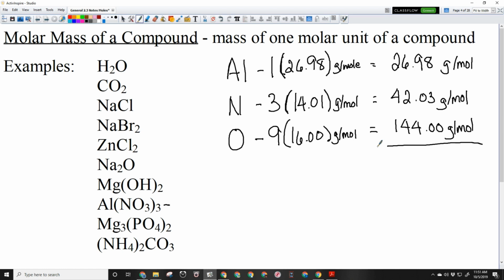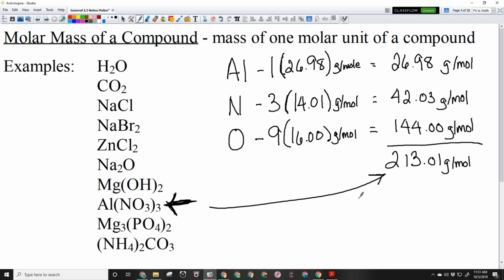All right, so now we're going to add this up. So 144.00 plus 42.03 plus 26.98. Okay, we're going to get 213.01 grams per mole. All right, so aluminum nitrate, which is the name of this one right here. The molar mass of aluminum nitrate is 213.01 grams per mole. So that is getting the molar mass of a compound.